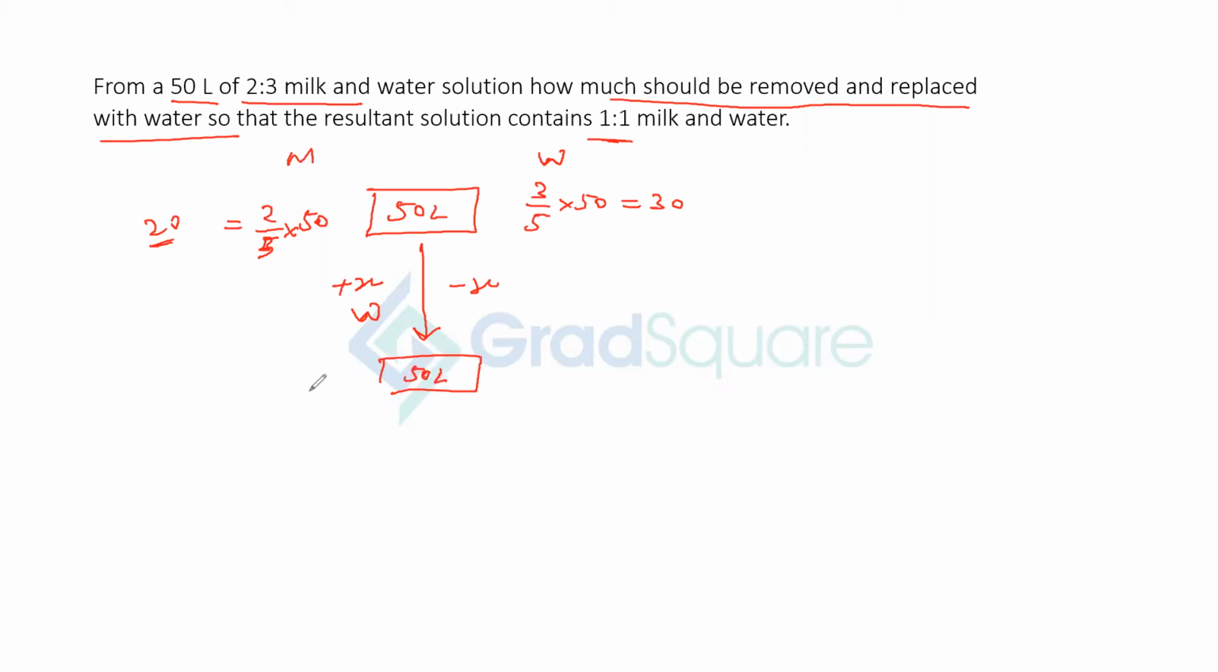This quantity will be 50 liters. So 1:1 means equal quantity of milk and water. So this quantity will be 25 and this quantity will be 25. Quantity of milk and quantity of water.